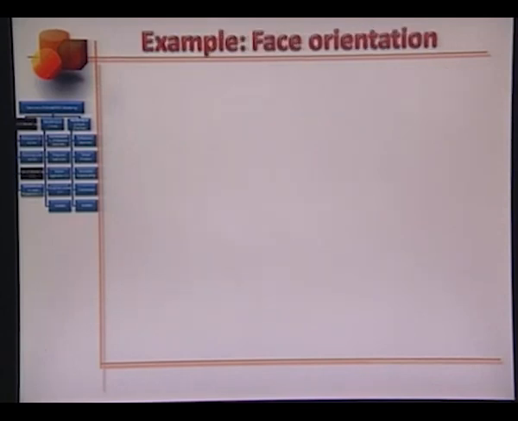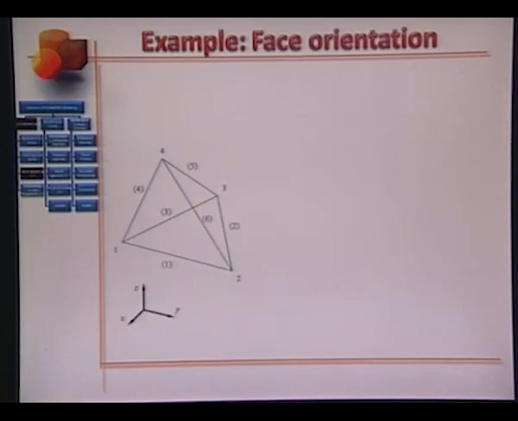For example, consider this tetrahedron. The vertices are numbered as 1, 2, 3, and 4. The edges are numbered in parentheses as 1, 2, 3, 4, 5, and 6. Face 1 is composed of vertices 1, 4, and 2.